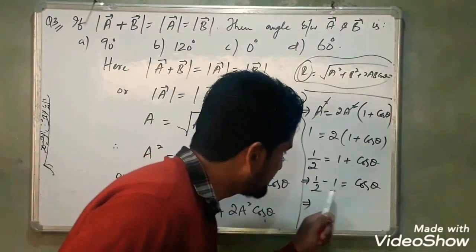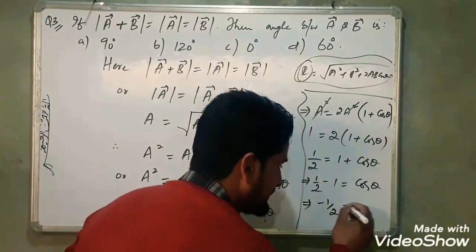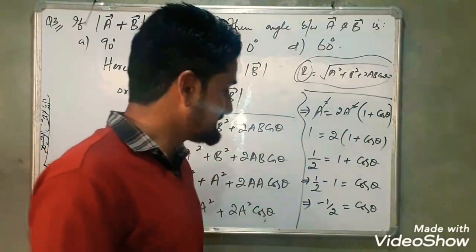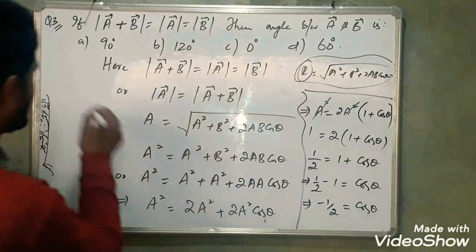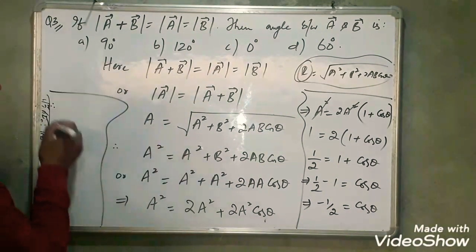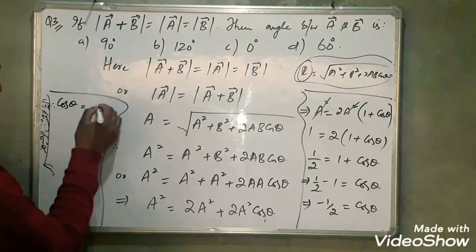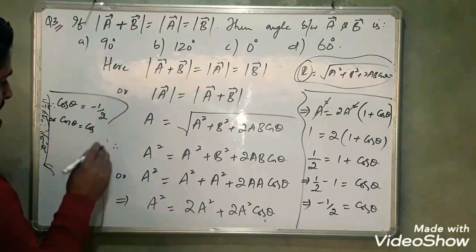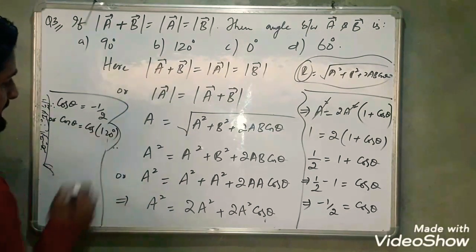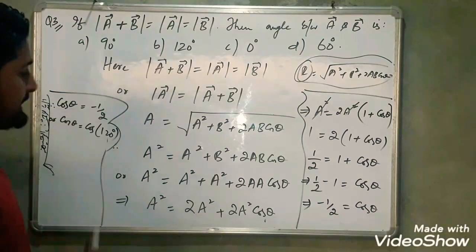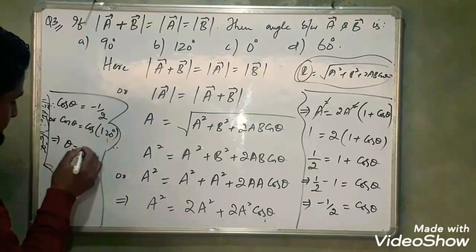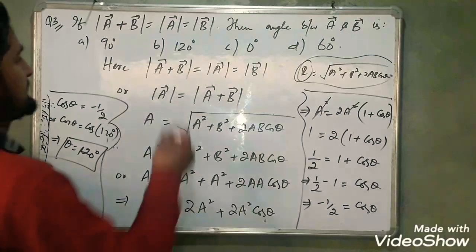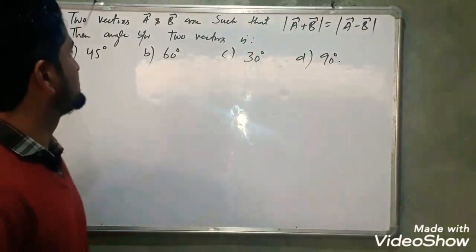implies 1 by 2 minus 1, it is minus 1 by 2 equal to cos of theta. और cos का वैल्यू माइनस 1 by 2 कब होता है? जब एंगल का वैल्यू हमारे पास 120 होगा. So I can write cos of theta equal to minus 1 by 2, or cos of theta equal to cos of 120 degree, because cos 120 is minus 1 by 2. So here theta is 120 degree. So which option is correct here? Option B.